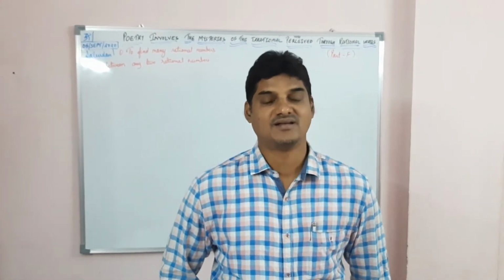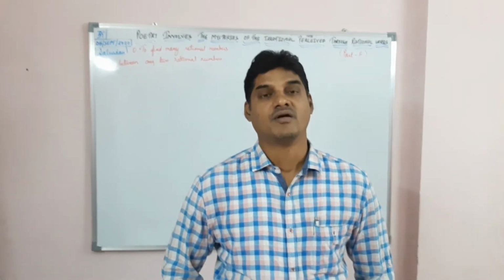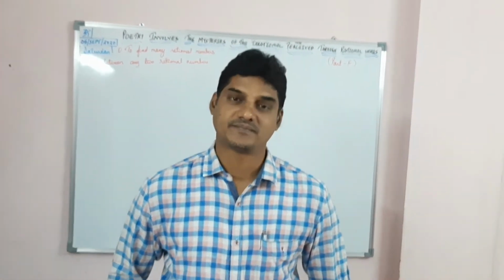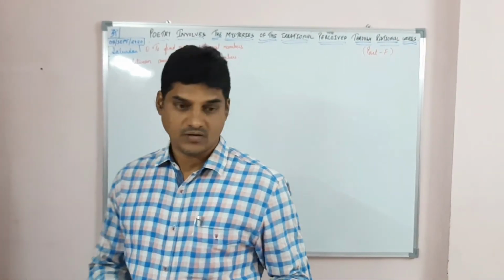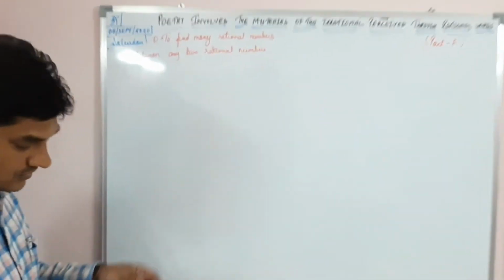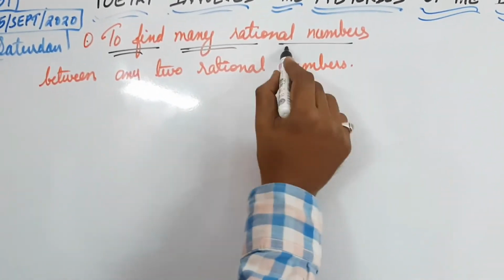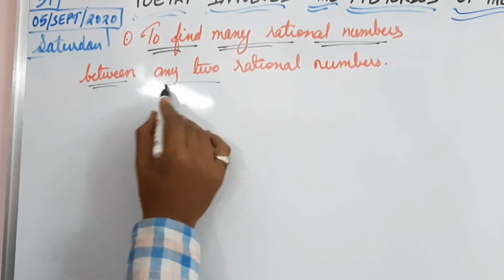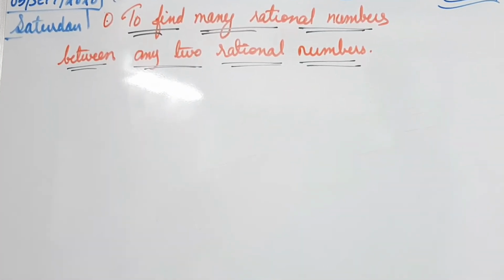Don't get confused. Don't strain yourself, students. We have a solution for everything. Yes, we have a solution for everything. What is the topic? To find many rational numbers between any two rational numbers. How?